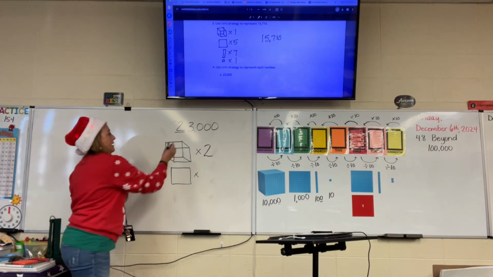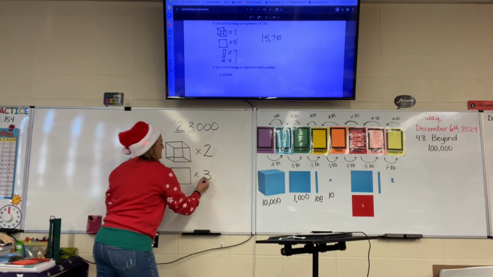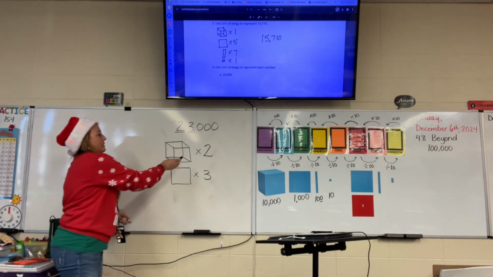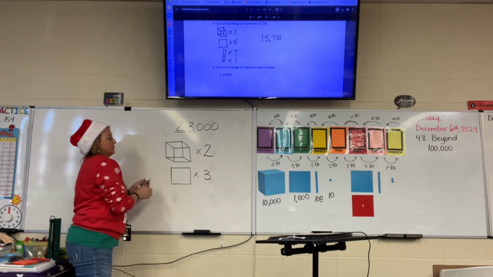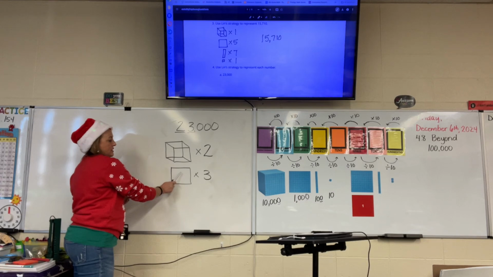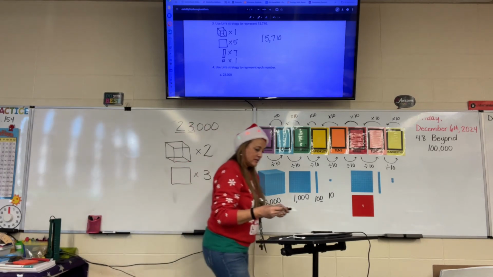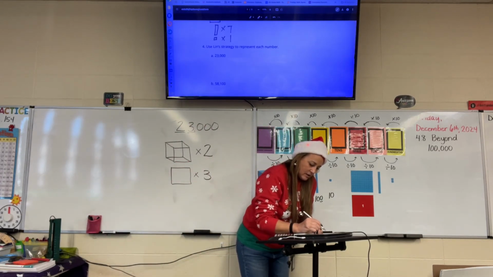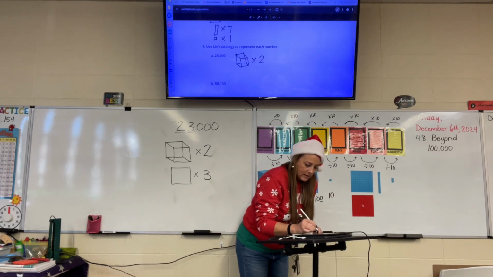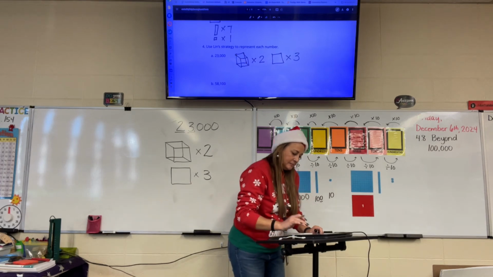3, because the digit in the thousands place is a 3. We wouldn't need any of the other ones because those two together, this would be 10,000, 20,000, plus 3 would be 23,000. So on this one you need to draw one big cube, and then times it by 2, and then one of the squares and times it by 3.